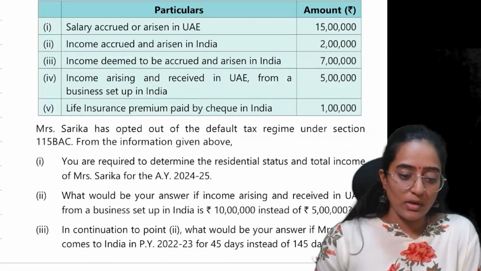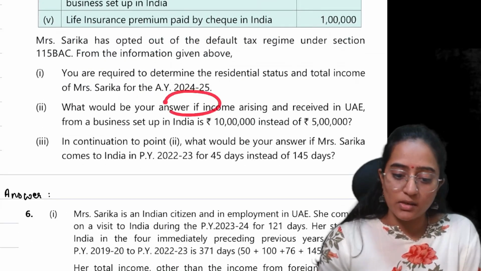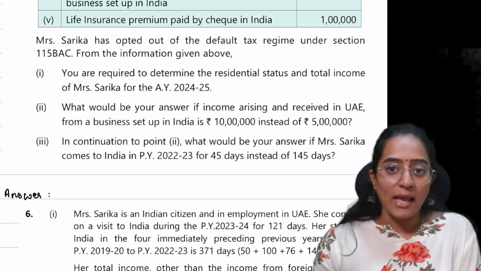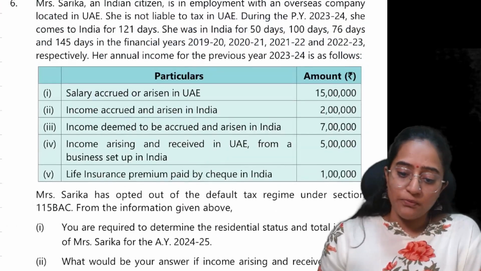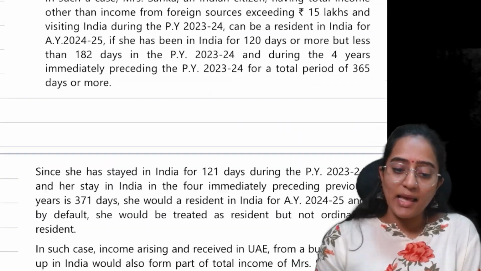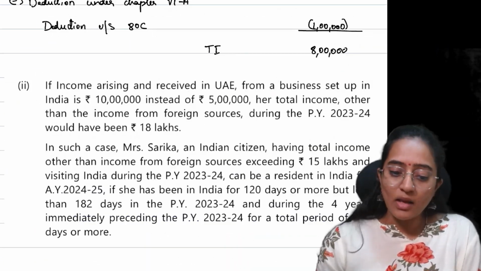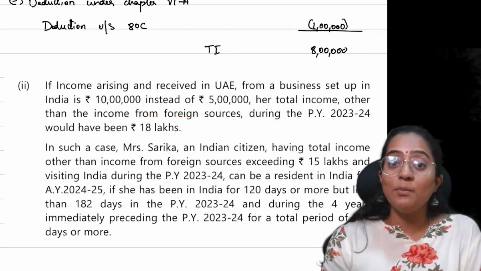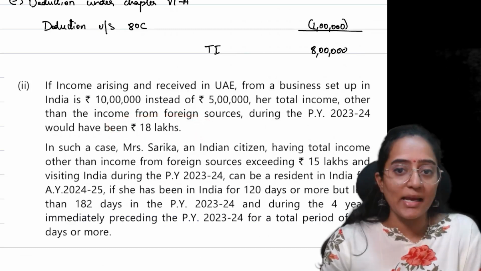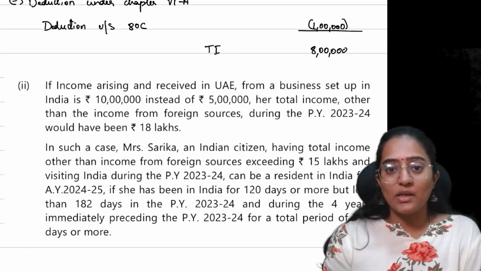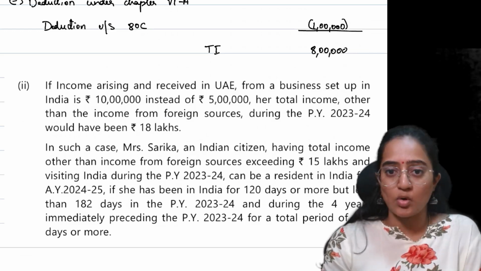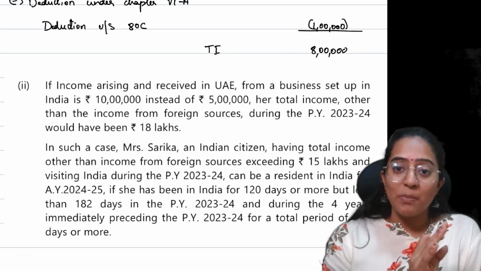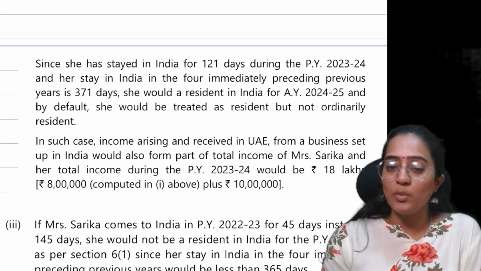In the second point, what have they stated? What would have been your answer if income arising from UAE from the business set up in India is 10 lakh instead of 5 lakh? If it would have been 10 lakh instead of 5 lakh, then your total income, that is income other than the foreign source income, would have been 18 lakh. Now the provision would have been you should have stayed for 182 days or more, or in the last 4 PY you should have stayed for 365 days plus 120 days. That would have been the point.